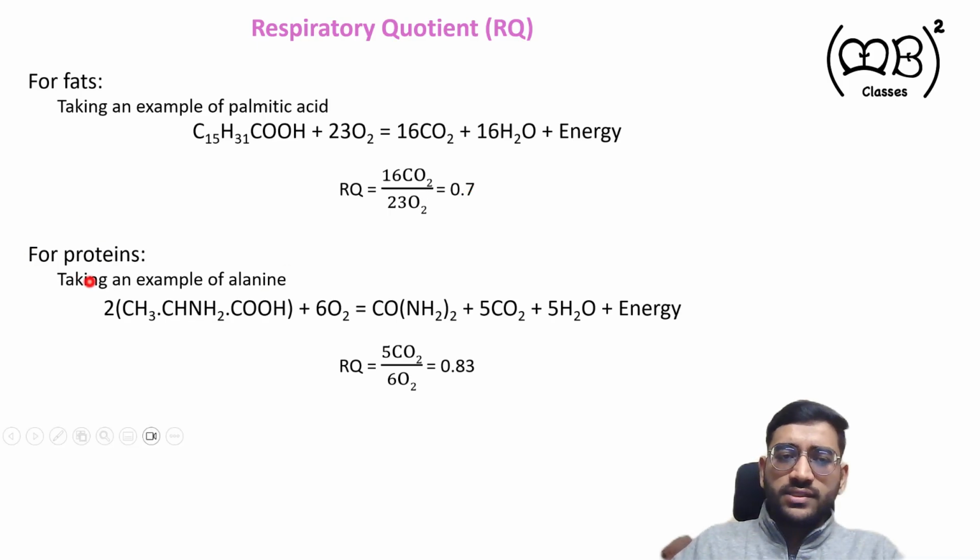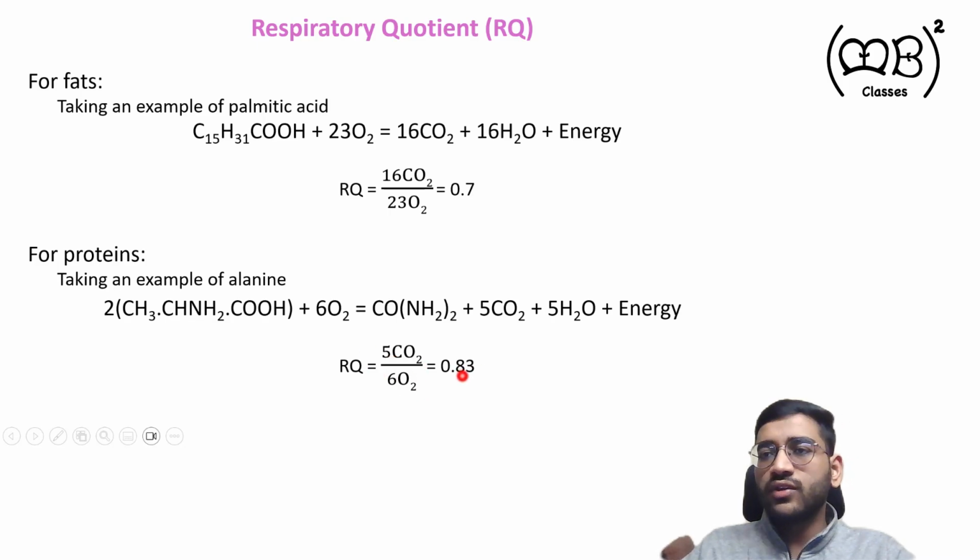For proteins, we'll take an example of alanine. Similar to fats, we can see that an alanine molecule has more carbon and hydrogen atoms as compared to oxygen. So it would require more oxygen than the production of carbon dioxide, and 5 CO2 by 6 would give an average of 0.82 or 0.83.